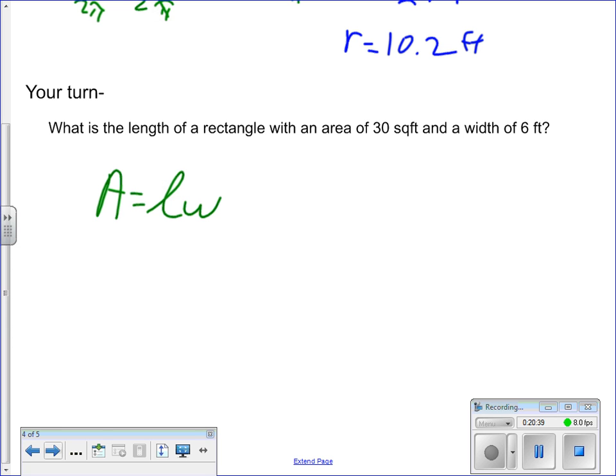Okay. What are we going to solve for? We're solving for length. So rearrange this to get L by itself. What do I do to get L by itself? Do that. You need to get L by itself. What do you do to get L by itself? Do that. Solve for L. Get L equals.